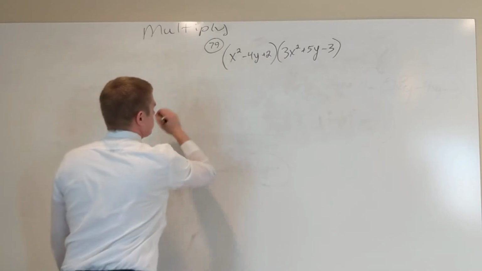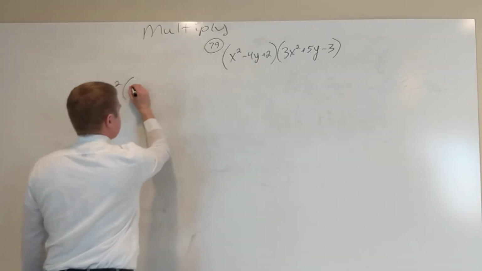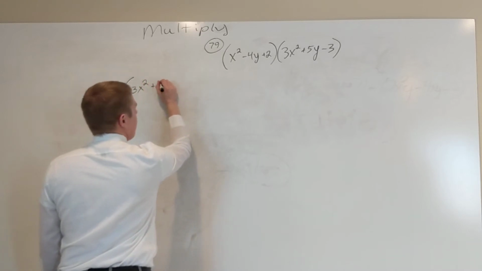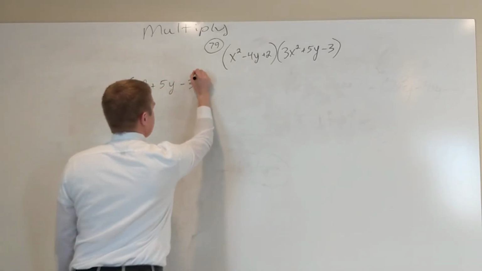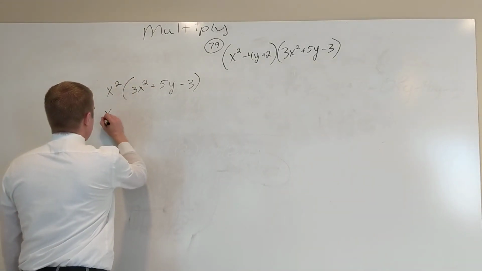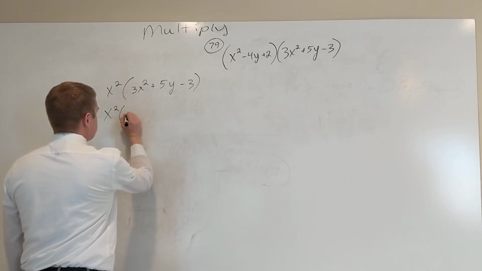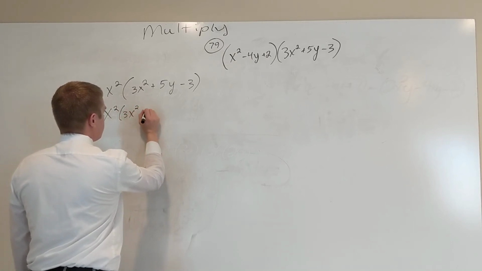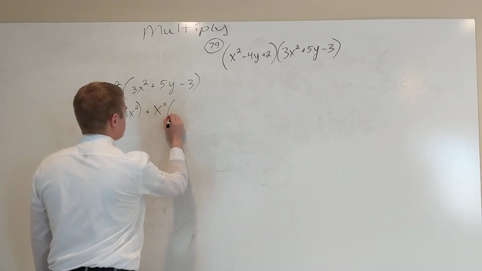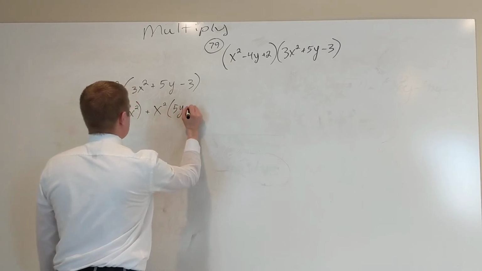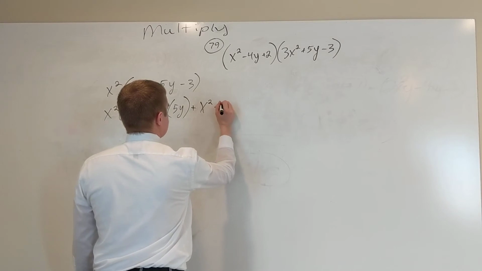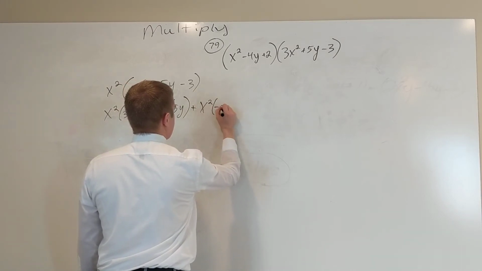So we say, well, that's the same as saying x squared, my first term, times everything in the next parenthesis, 3x squared plus 5y minus 3. Now this could also be expressed by saying, well, you have x squared times 3x squared plus x squared times 5y plus x squared times negative 3.